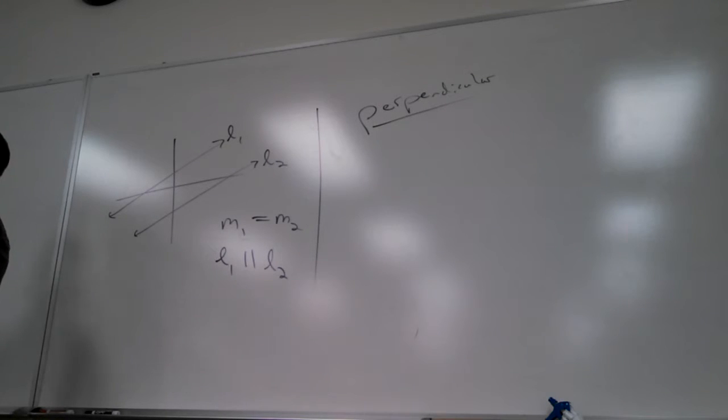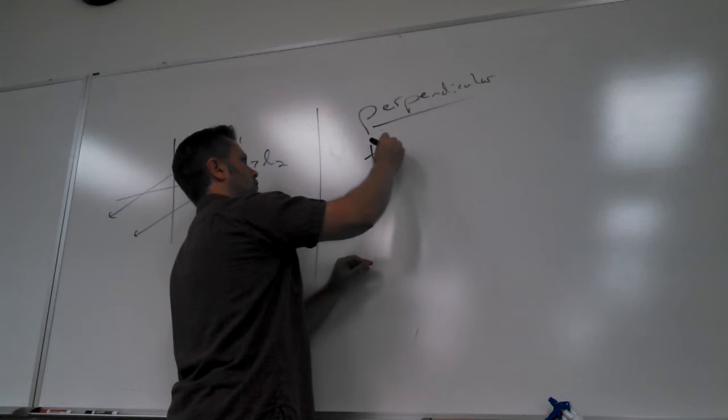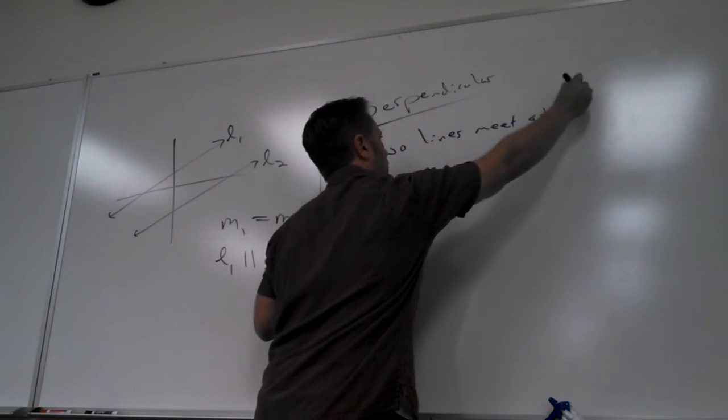There are a lot of different ways for two lines to hit each other. Perpendicular is a very precise, specific case of that. They have to meet at 90-degree angles. So perpendicular means two lines meet at 90-degree angles.